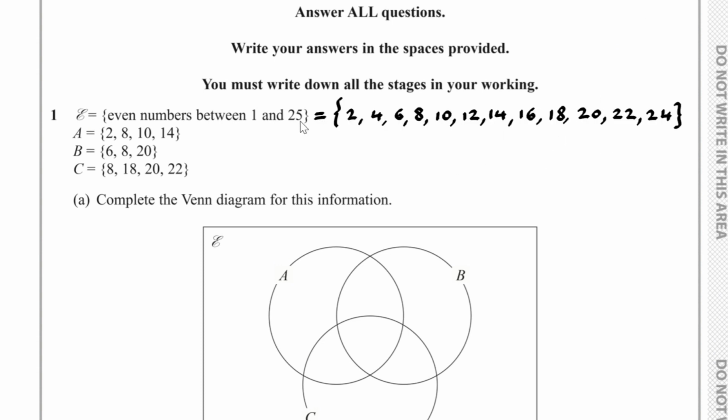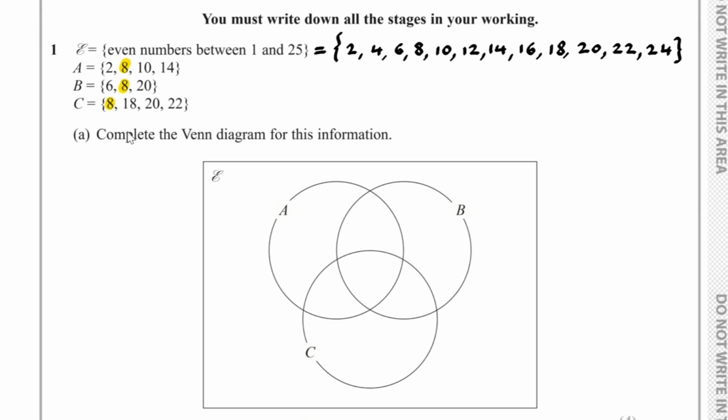Well, here are the numbers between 1 and 25 which are even. Now the first thing we can do is find out which number belongs in A, B and C. Well, clearly that's 8. So 8 belongs to all of these. And then we can find out what goes in A and B only. Well, there's no numbers which are common to A and B only.